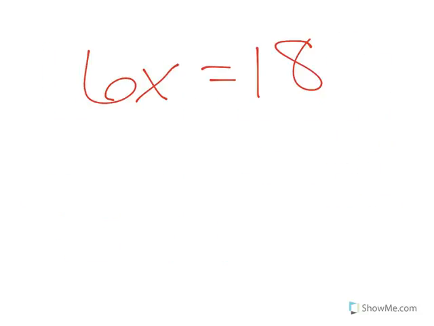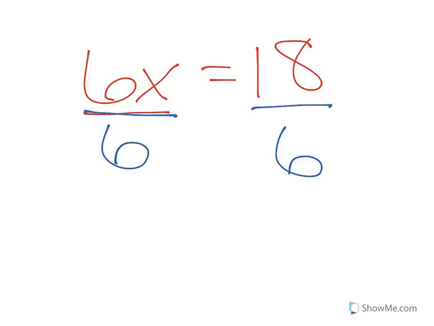All right, so now we're on page 2. This is letter G. This is 6 times x equals 18. Now we're going to undo multiplication between the variable and the number 6. To undo multiplication, we divide by 6, and we need to remember to do that on both sides of the equal sign. We're left with x equals 3.